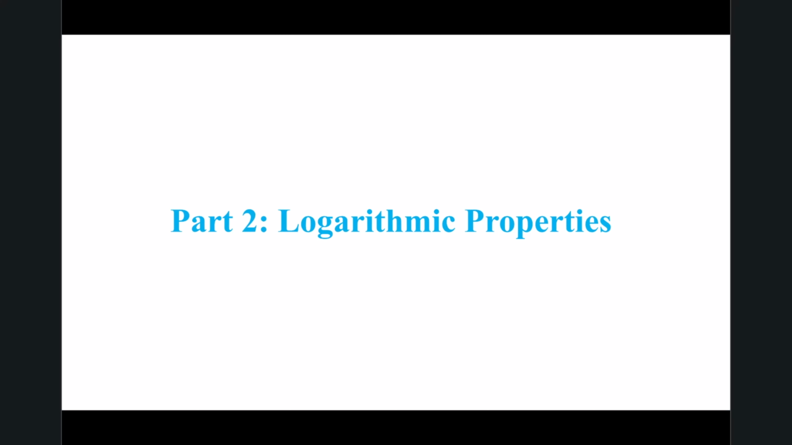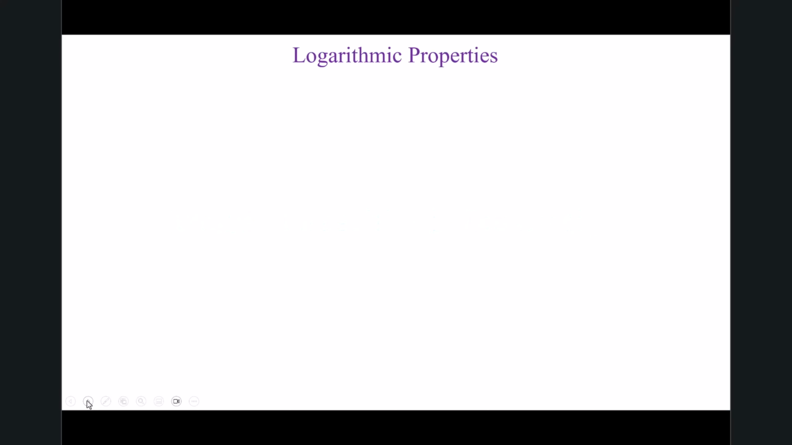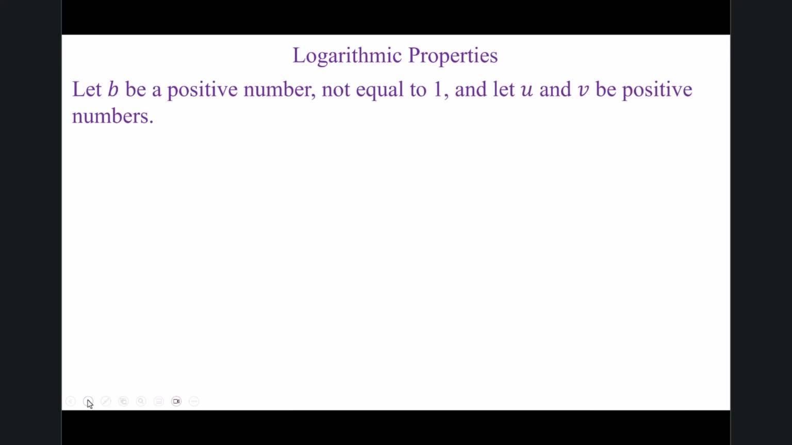Part 2, logarithmic properties. Let b be a positive number not equal to 1, and let u and v be positive numbers. Then the log base b of 1 equals 0. So if we write this in exponential form, we would get b to the 0 equals 1.